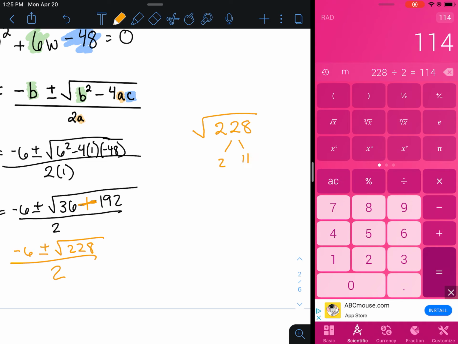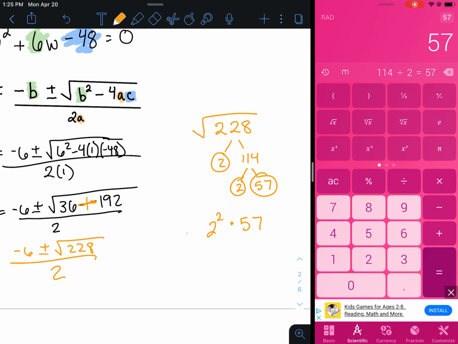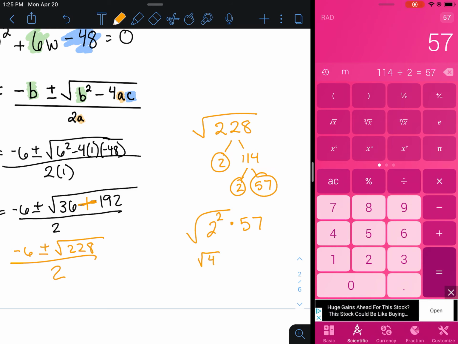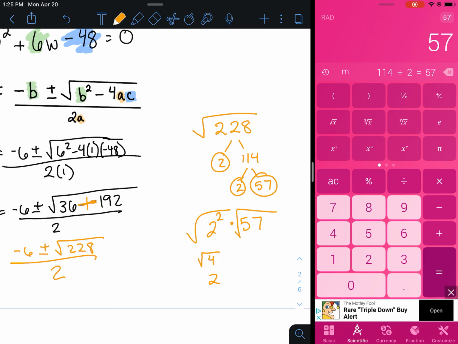So 228 divided by 2 gives me 114. Well, this is a prime number. Now I'm going to look at 114. I know that that's divisible by 2 as well, and that gives me 57. Now 57 is prime. So whenever we're taking the square root of something, if we're taking the square root of 2 to the second, that's the same as saying the square root of 4, which we know is 2.